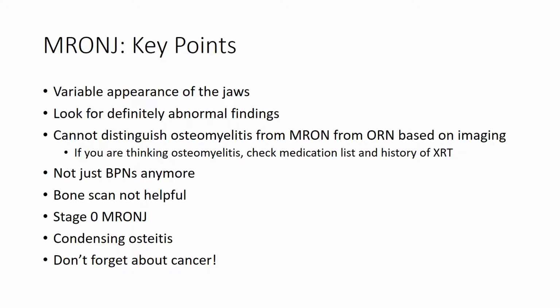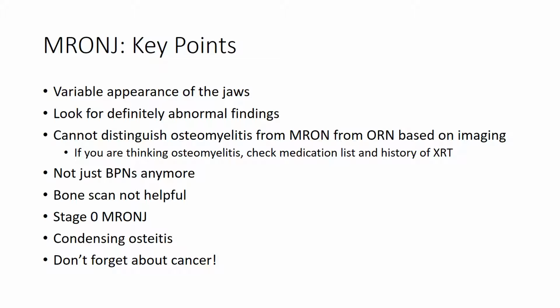And remember, it's not just bisphosphonates anymore. The RANK ligand inhibitors, the antibodies, as well as some of the anti-angiogenic medications given for cancer can also cause this condition. Bone scans are not helpful. It can be hot, it can be cold. Don't forget about stage 0 bisphosphonate-related osteonecrosis or medication-related osteonecrosis. This is subtle, it's hard to detect, but it provides an early opportunity to prevent progression.